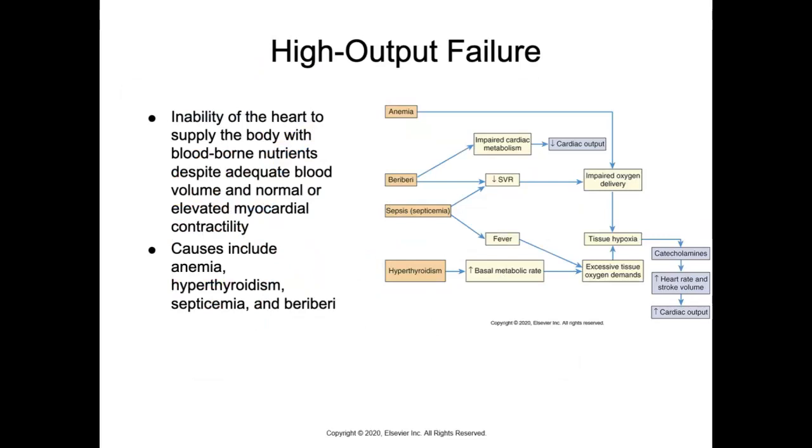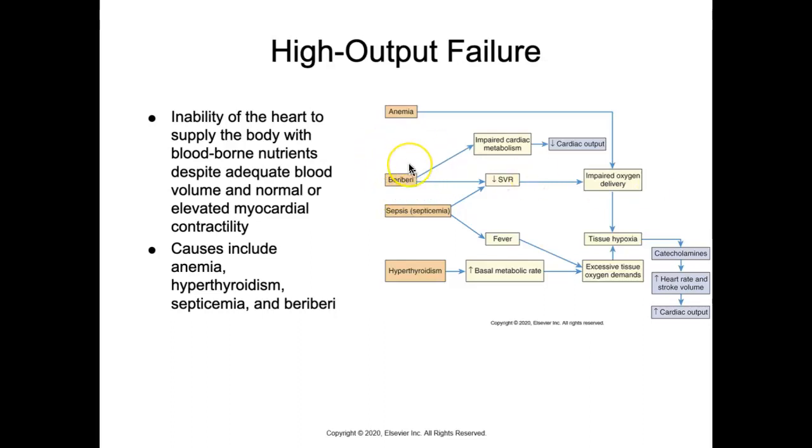Lastly, we have high output failure, and this is essentially a condition where your heart is initially working normally, but your body has an increasing need for more blood, requesting increase in cardiac output, and the body is failing to meet that need. And causes of this could be anemia, beriberi, sepsis, and hyperthyroidism. So let's go through this schematic that your book put together. When we are anemic, we of course know that we don't have the oxygen carrying capacity that our blood should, and so we get impaired oxygen delivery, and we'll kind of talk through this in just a little bit, but let's go through some of the others here.